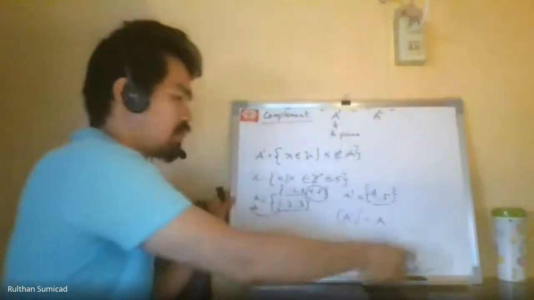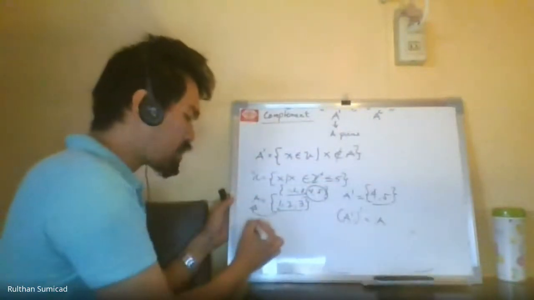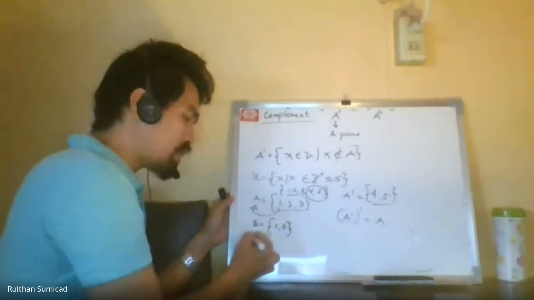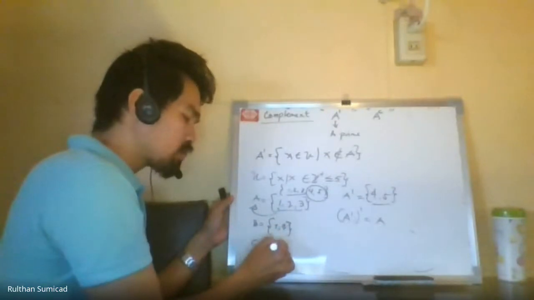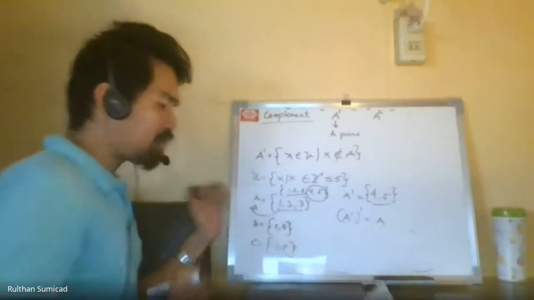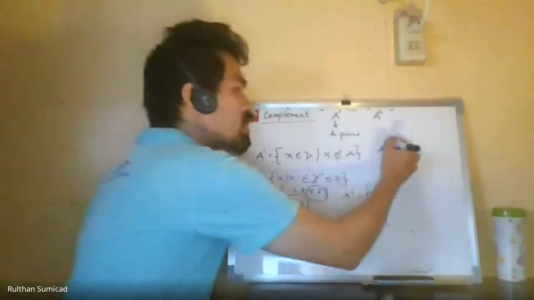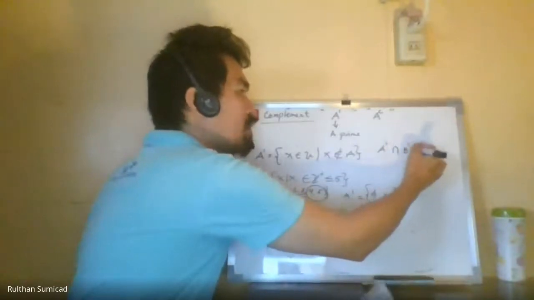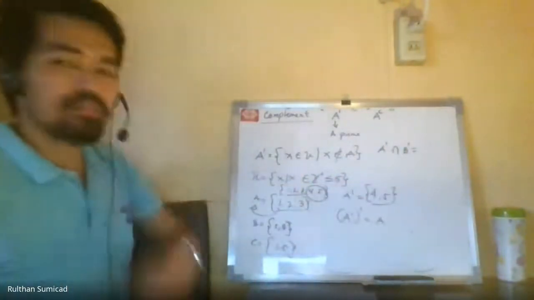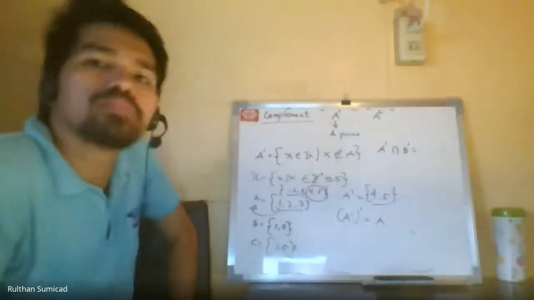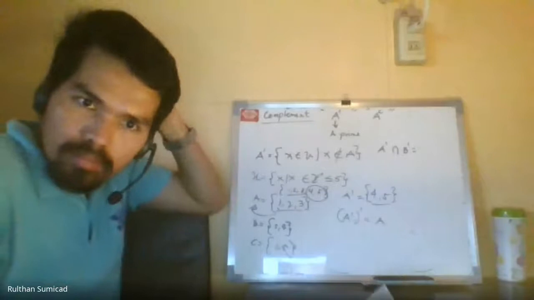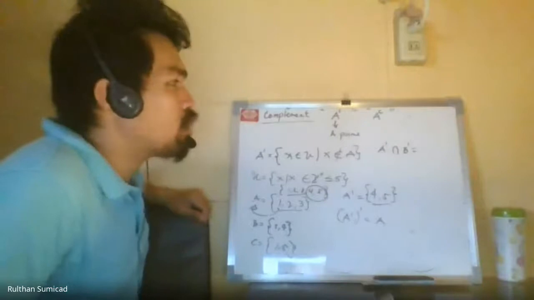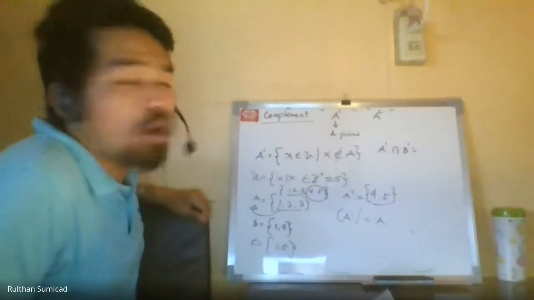What if I ask you, let's add one more set, B containing 2 and 4, and then C containing 1 and 5. Okay, I now have my three sets. What about A complement intersection B complement? What is the answer? Anyone, what is the intersection of the complement of A and the complement of B?